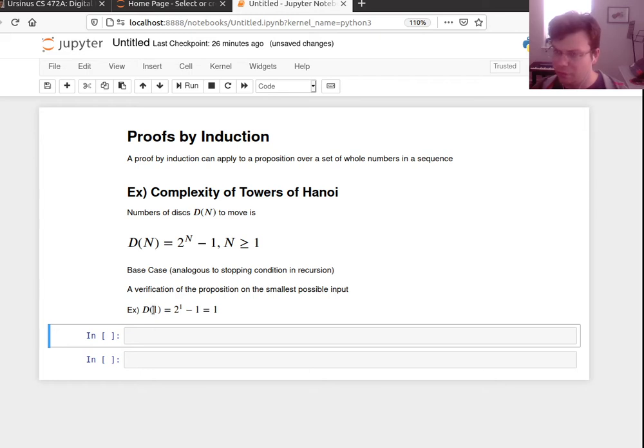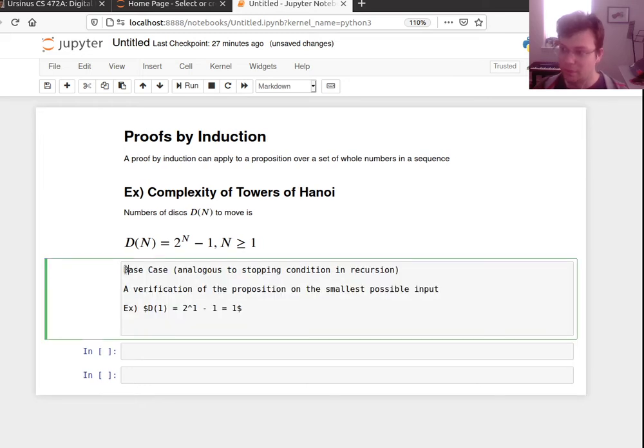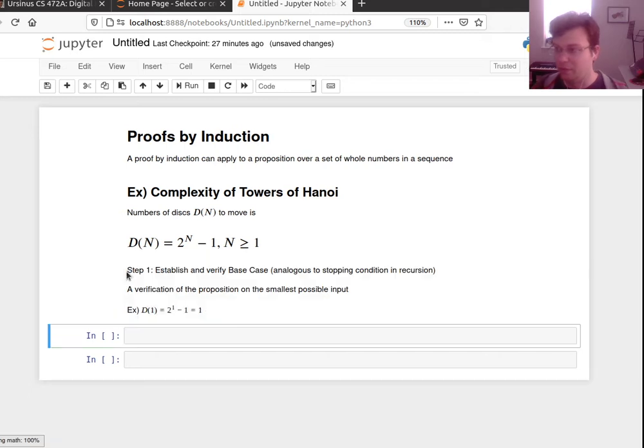Is that true? So does it take one step to move a single disk from the left peg to the right peg? Well, yes. Okay, good. So check. That's our first ingredient. We verified the base case. All right, so let me say step 1: establish and verify the base case, because you need to figure out what the base case is. Well, in this example, the smallest problem I have only has a single disk. All right.